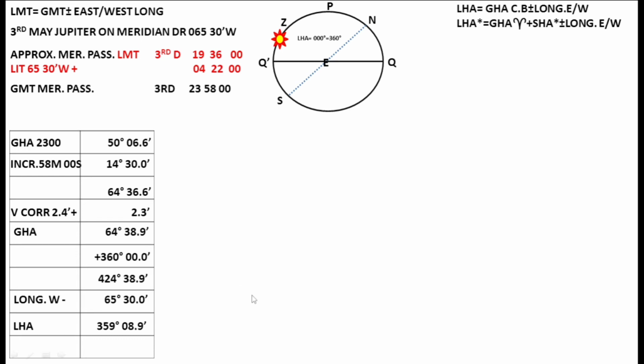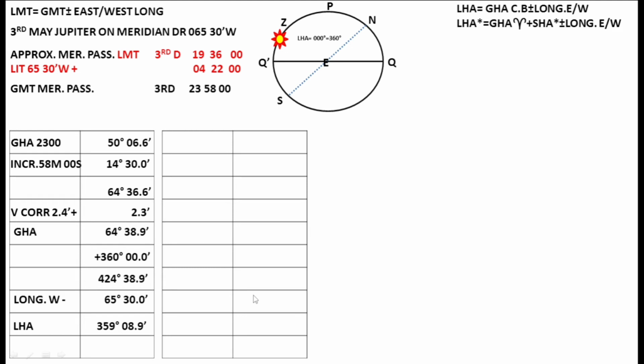But if you are asked to find out the exact time of meridian passage, you would start off with LHA as 360. You'll apply the longitude and you are going in reverse. And of course, there is a change of GHA here because the values have changed. We have got the GHA. So this is the GHA when the body was on my meridian.